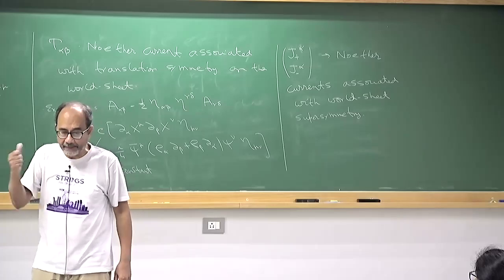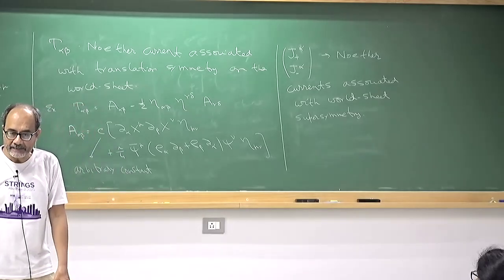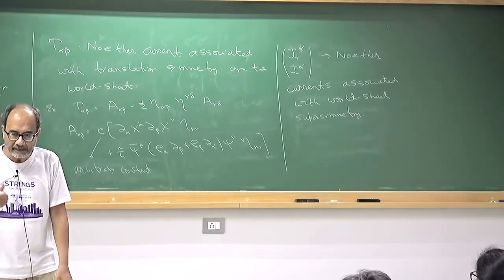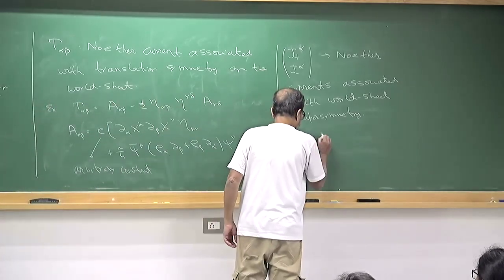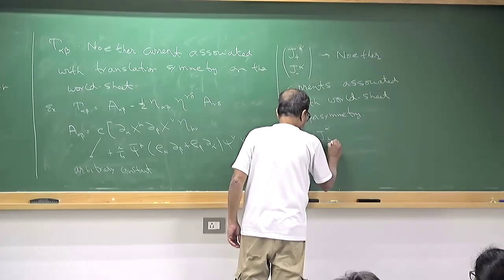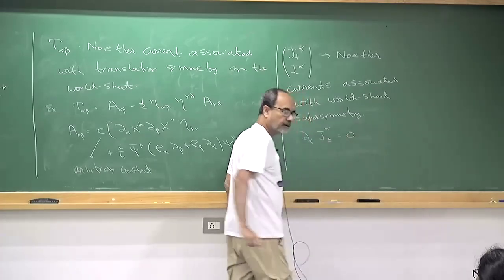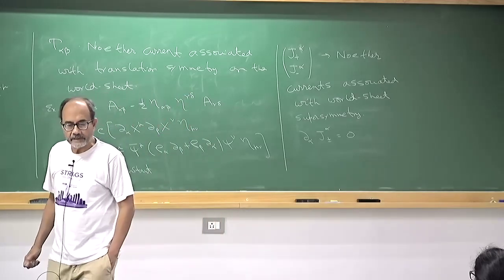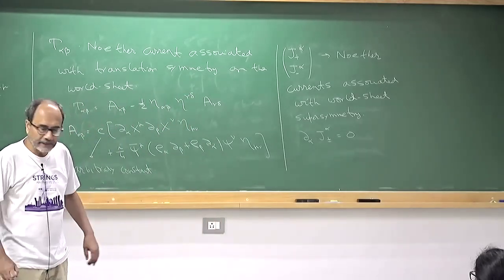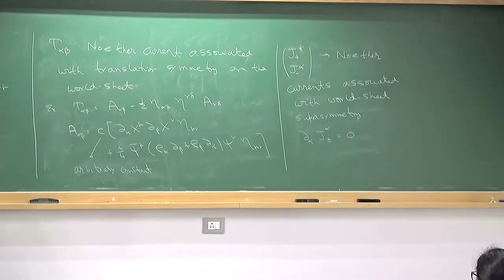Alpha is the space-time index, right? Del alpha, J alpha plus minus is 0. This is the conservation law. Alpha we are using for space-time, two-dimensional worldsheet space-time, not target space-time.